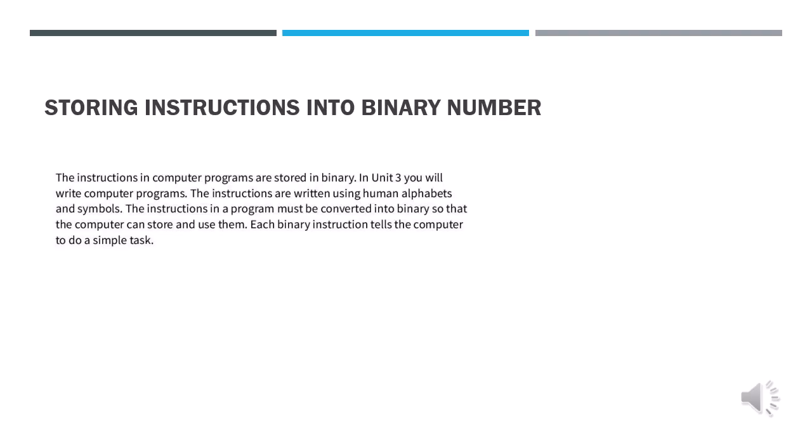How do we store the instructions into a binary number? The instructions in computer programs are stored in binary. In unit number 3, we will write computer programs, so then we will learn how to give instructions to the computer. They are written using human alphabets and symbols, but they are converted into binary so that the computer can store and use them. Each binary instruction tells the computer to do a simple task.